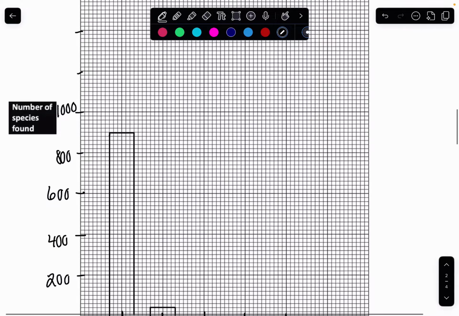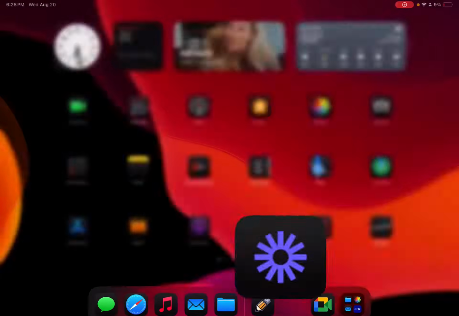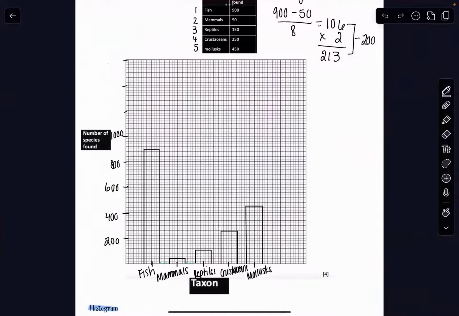Then reptiles, 100 and 150 and 100. And 3 boxes on either side. Notice how I have equal spacing in between, and I'll show you: 1, 2, 3, 4. 1, 2, 3, 4. So you want to make sure that the bars are the same width and that the space in between each bar is the same on fish to mammals, mammals to reptiles, reptiles to crustaceans, and to mollusks. And this is what your bar graph should look like when you are all finished.